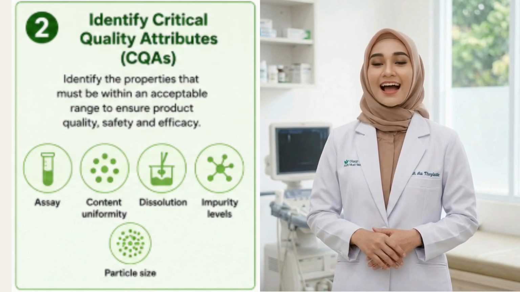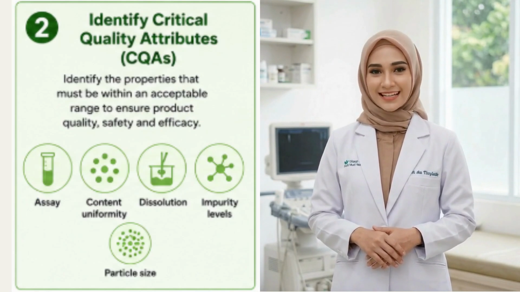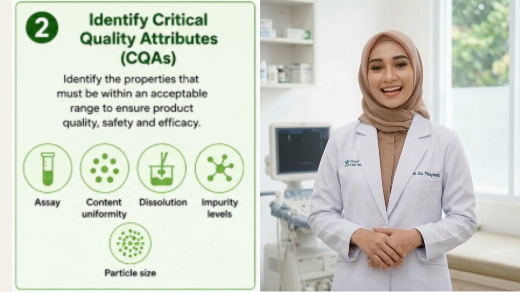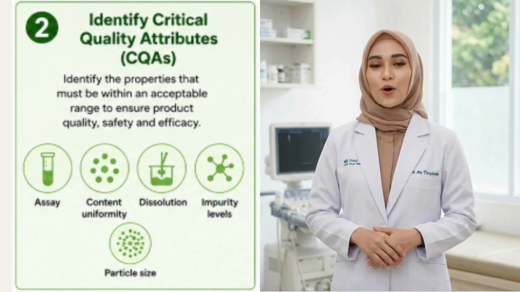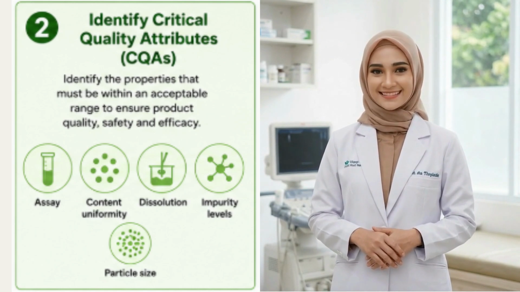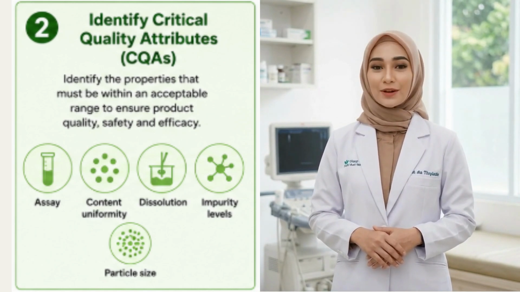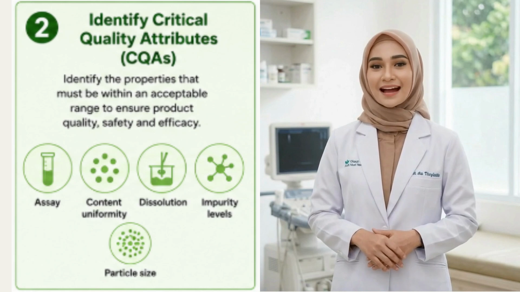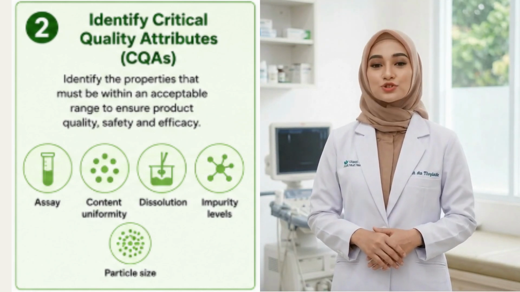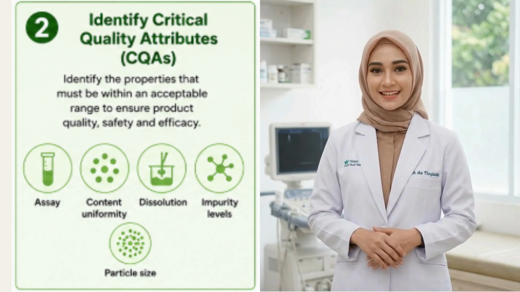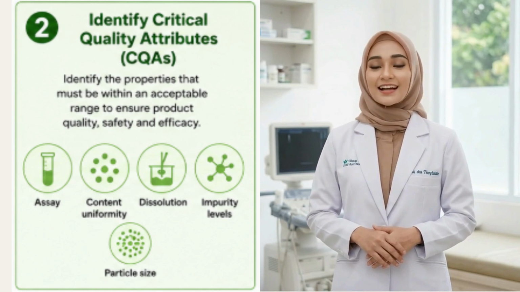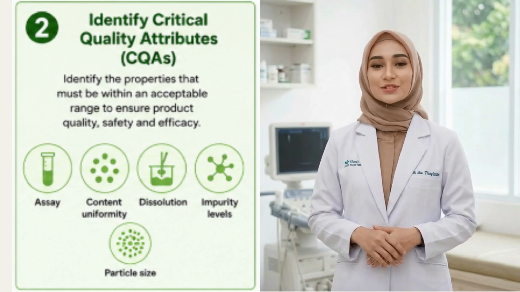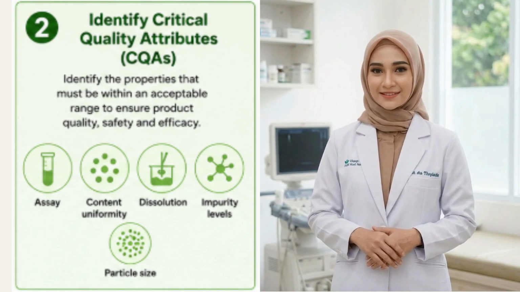Step 2. Identify critical quality attributes. Next, identify the critical quality attributes, or CQAs. These are the physical, chemical, biological, or microbiological properties that must remain within predefined limits to ensure product quality, safety, and efficacy. Examples include assay, content uniformity, dissolution, impurity levels.